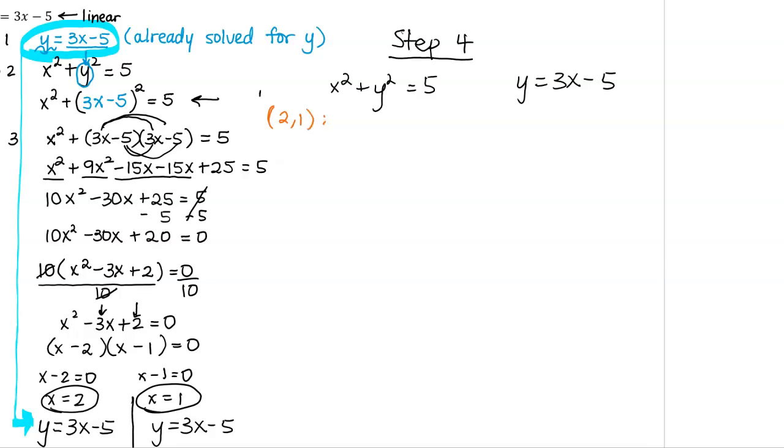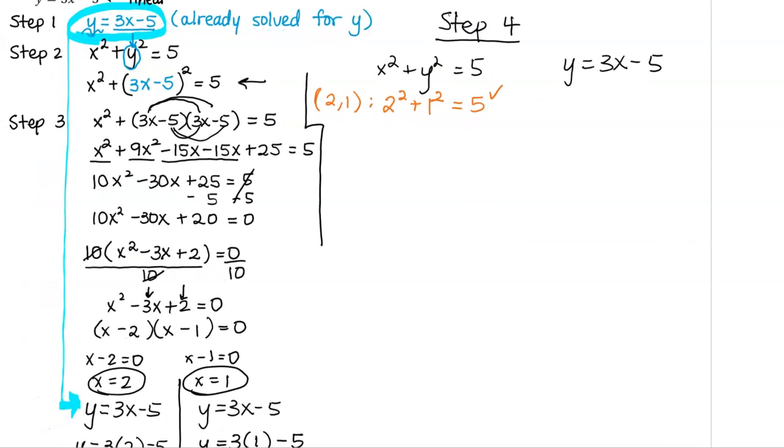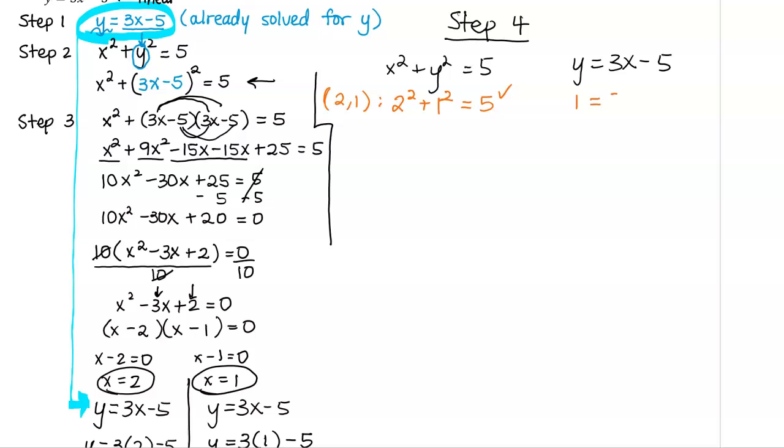So I'm going to substitute in x is 2 and y is 1 and check if that does work in this equation. So 2 squared plus 1 squared is 4 plus 1, which is 5. It does work in the equation for the circle. And let's see if when I plug in x is 2 and y is 1 into the second equation, if we also get something that is true. 1 is equal to 6 minus 5. And so this equation is also true. And so 2, 1 is certainly one of our solutions.